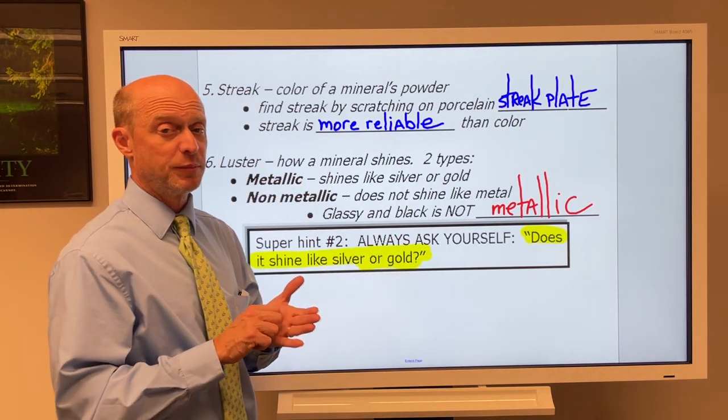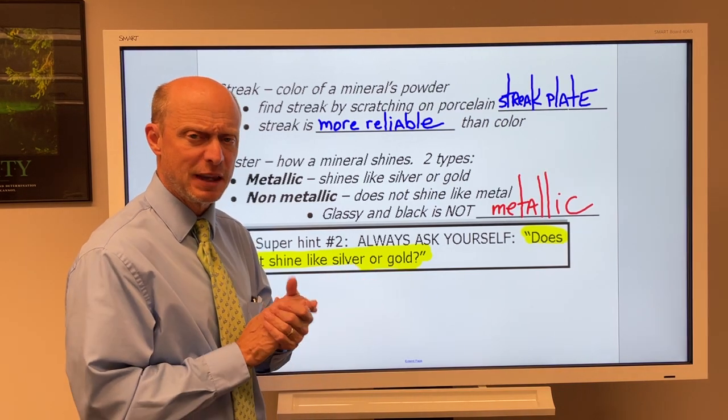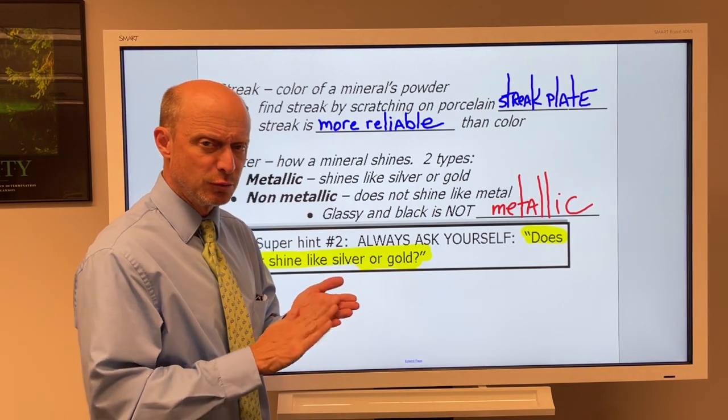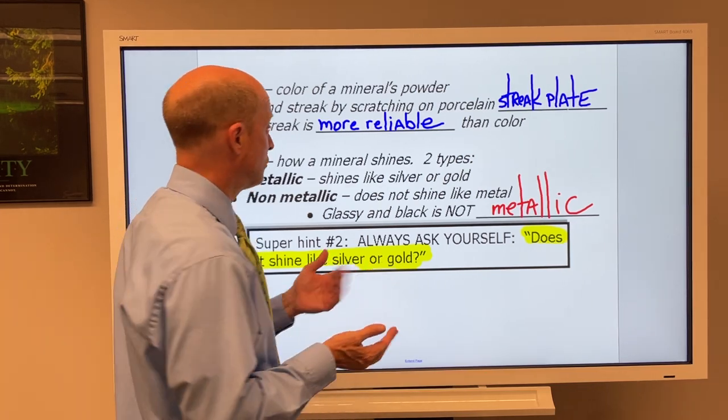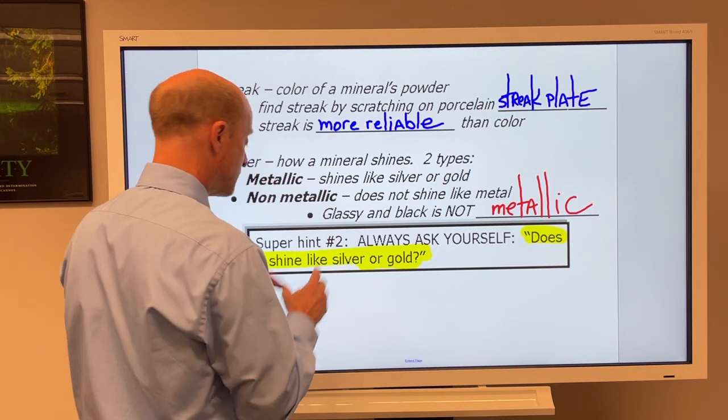A simple way is you get a porcelain plate, which is like a piece of tile that may be in a bathroom or a kitchen that doesn't have the smooth glazing on it, it's kind of rough, and you rub the mineral on it, and the color on there, that is the streak. And streak is much more reliable than color.